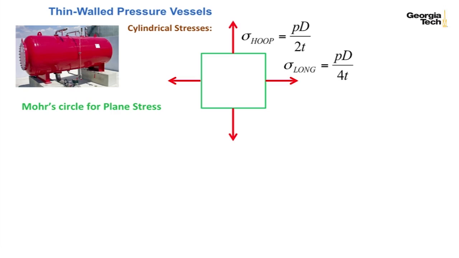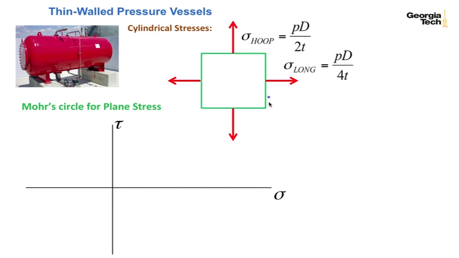And so now let's do one more thing. Let's draw a Mohr circle for this plane stress situation. So I've got my normal stress on the x-axis and my shear stress on the y-axis. And so let's first of all plot our points. On our vertical axis, I have my longitudinal stress, which is PD over 4t. So I'll label it with a V.